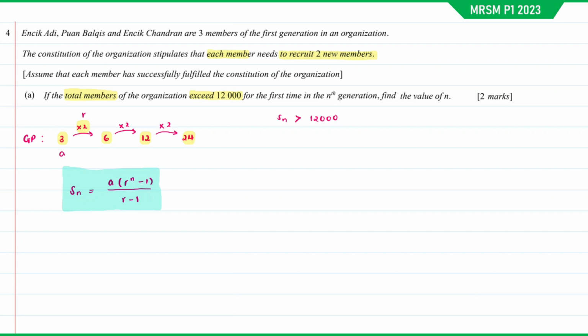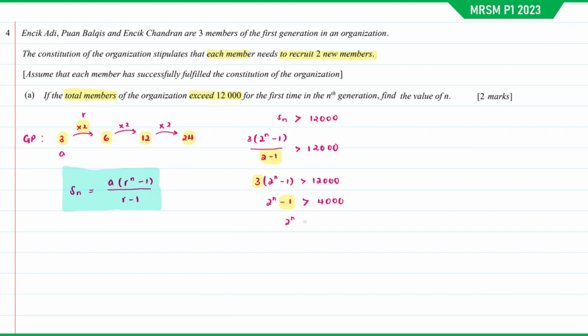So for the part Sn, the a is going to be 3, so bracket, the r is going to be 2, so 2^n minus 1 over 2 minus 1 greater than 12,000. So for the denominator, 2 minus 1 is going to be 1. So next, move the 3 to the other side. It will be 2^n minus 1 greater than 12,000 divided by 3, which is going to be 4,000.